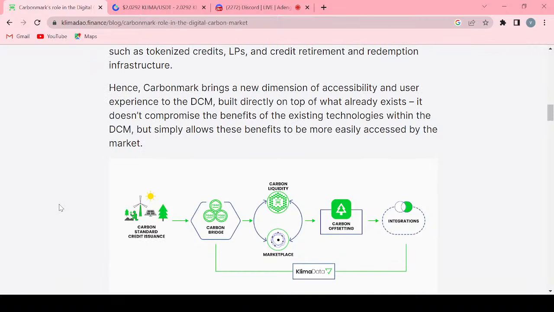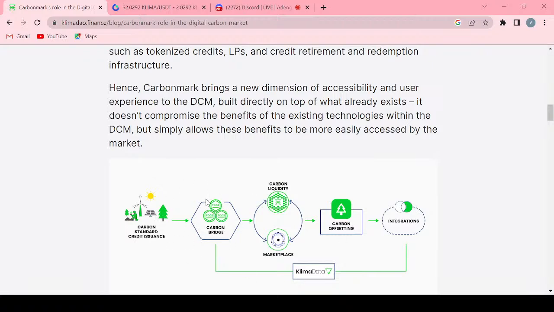Hence Carbon Mark brings a new dimension of accessibility and user experience to the DCM, built directly on top of what already exists. It doesn't compromise the benefits of the existing technologies within the DCM, but simply allows these benefits to be more easily accessed by the market. So the carbon liquidity here, there is a carbon standard issuance available, and next it is moved to the carbon bridge.